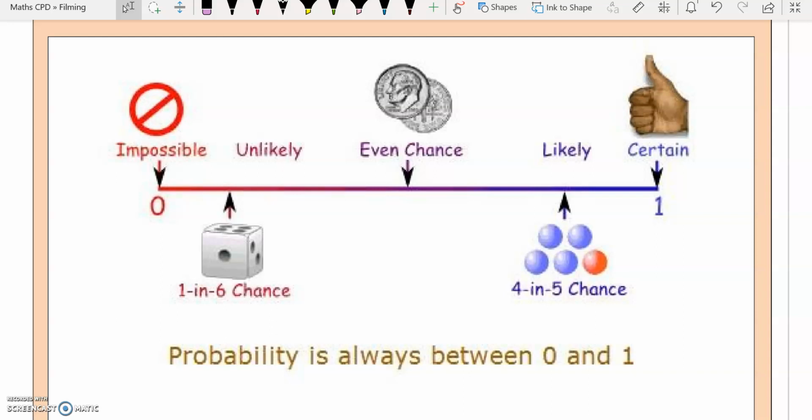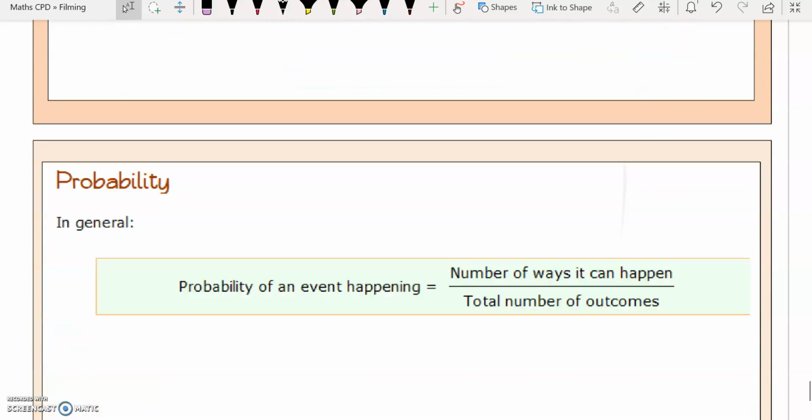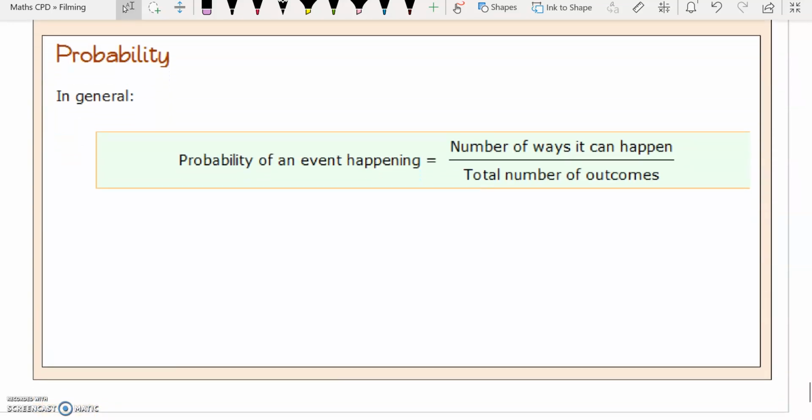The probability is always going to be expressed between 0 and 1. If you get a probability of 5.2, that technically doesn't make sense. We can't say that that is a probability. So to work out the probability of something happening, we look at the number of ways that it can happen and we divide that by the total number of outcomes that there are. This will become a wee bit more clear in a couple of examples.